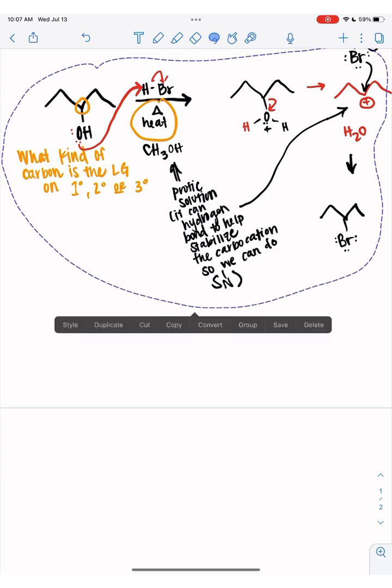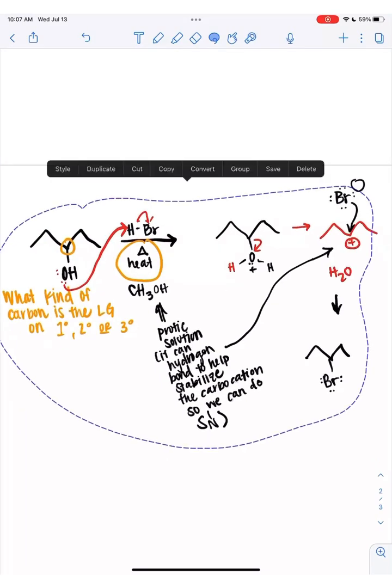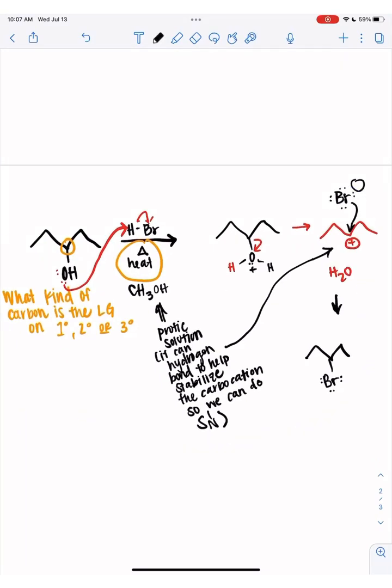When it comes to leaving groups on a primary carbon, we don't necessarily need to worry about the solution it's in, because it will always go SN2. Even if it's a protic solution, it still tends to go SN2. When the leaving group's on a tertiary carbon, it will always go SN1 despite the solution, whether it's protic or aprotic. So just keep that in mind. Secondary carbons, when a leaving group is on a secondary carbon, that is when we need to pay attention to the solution.